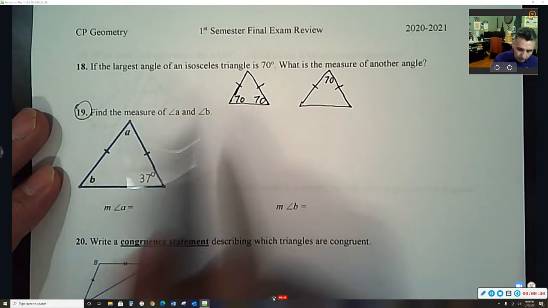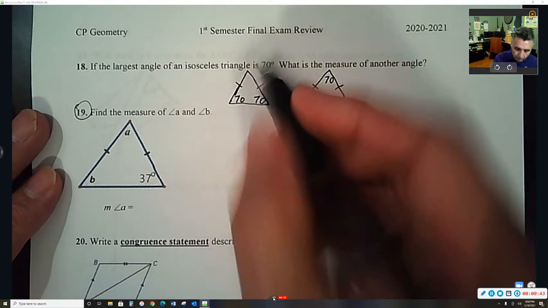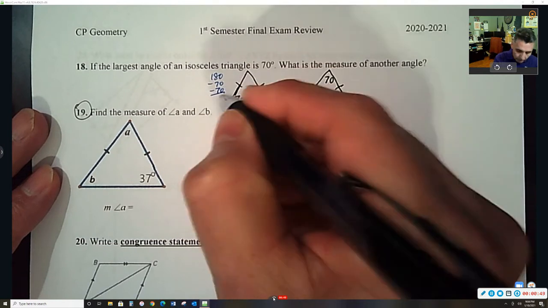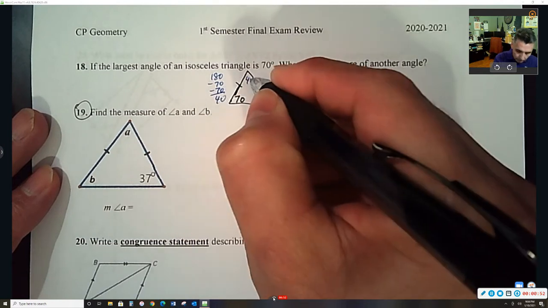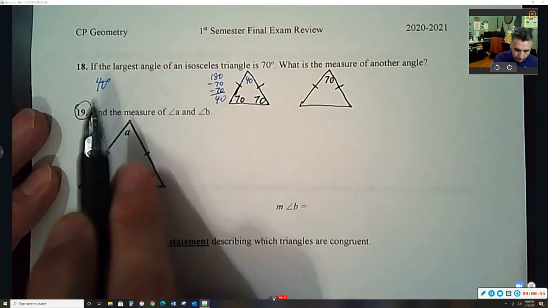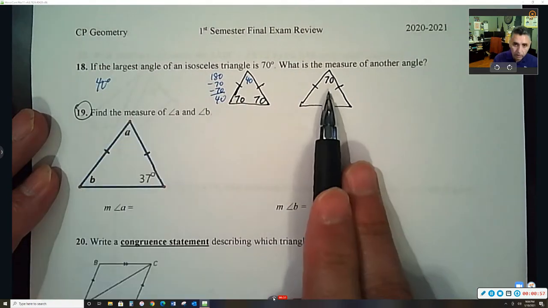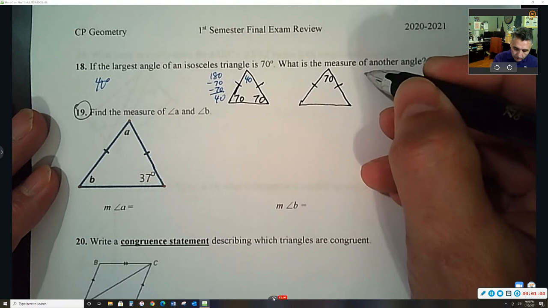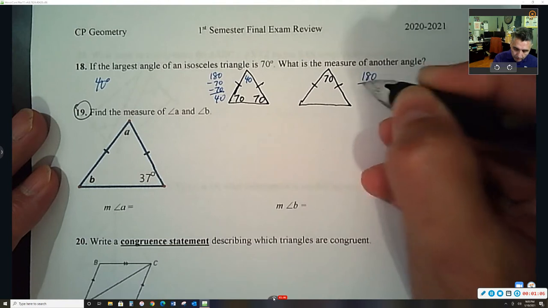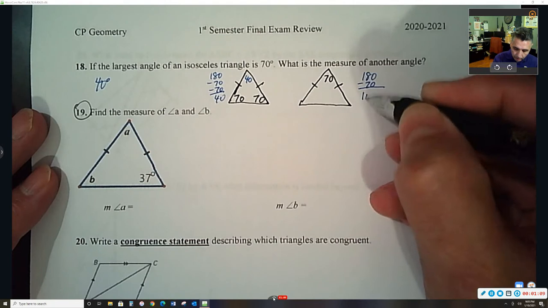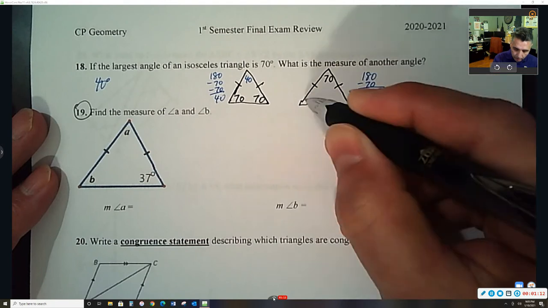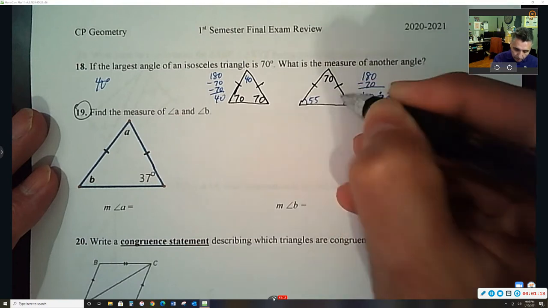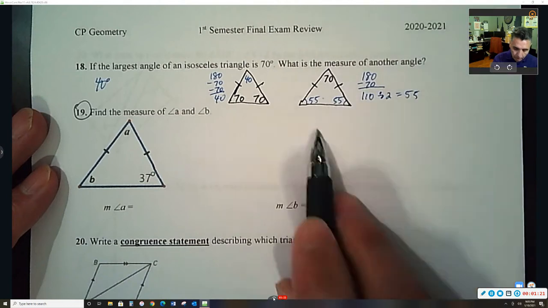So if we have this case, then I know that top angle is 180 minus 70 minus 70, so you get 40. So I know 40 is one possible answer. And if it's this one over here, to find the angle that's missing, we take 180 minus 70, that's 110, and then you divide that by 2, because again these two angles are the same measure, and you get 55. So 55 would be another possible angle measure.